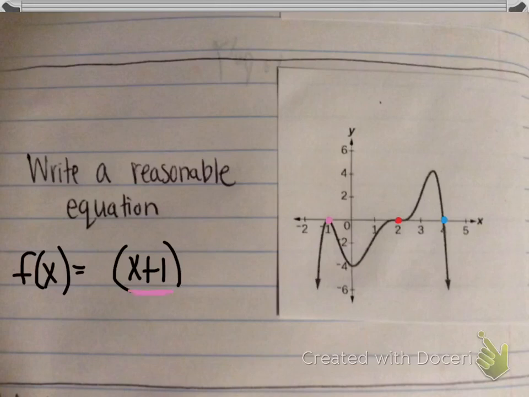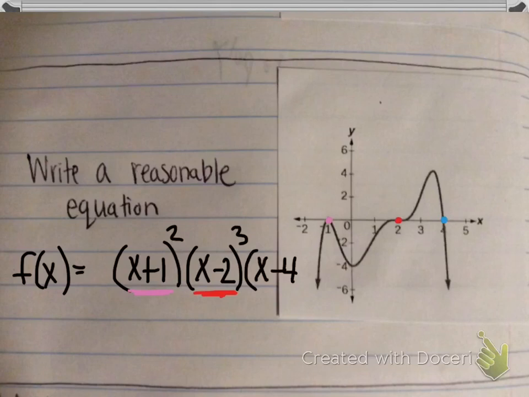Okay, and then I look at that root, and what does it look like there? That looks like a little parabola, so that means I need a squared on that one. Okay, I move on to my next root, which is the red root. It's at 2, so my factor is going to be x minus 2. And I look and I see what is happening there, and that has that little squiggle cubic. So in my equation, I'm going to have a 3. And my blue root is at 4, so that means I'm going to have x minus 4.